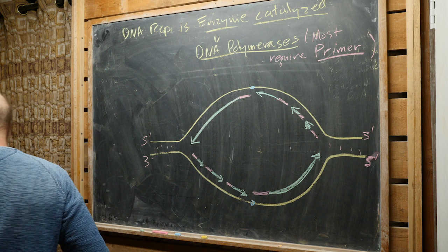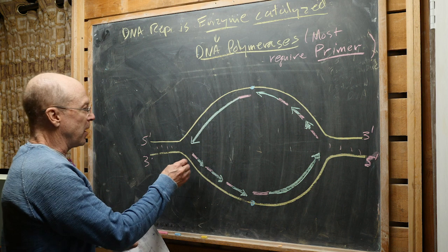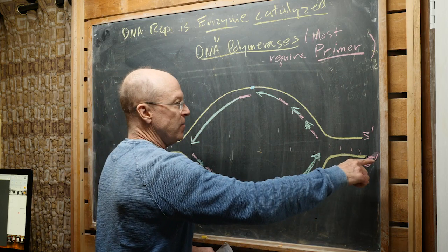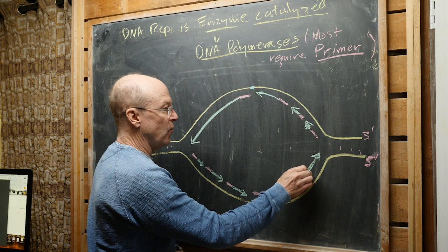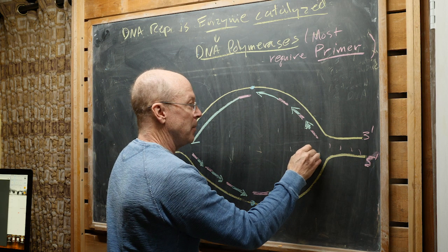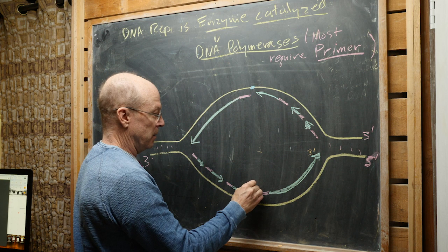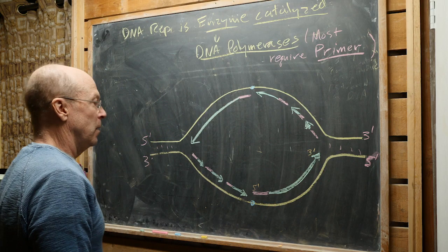So if I get yet another color, if that shows up, got a color here. So this is 3' and 5'. So this is all new stuff that's forming. And so if that's 5', this is 3' here. This is 5'. So that little strand is growing this way.